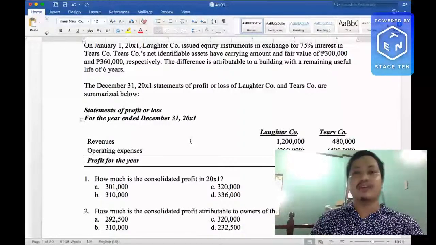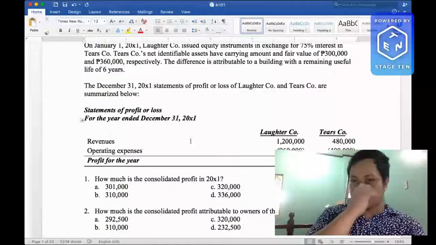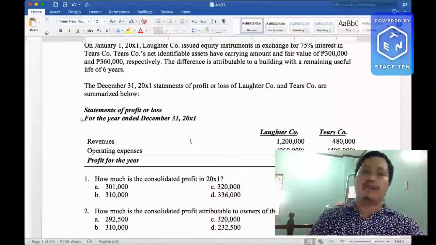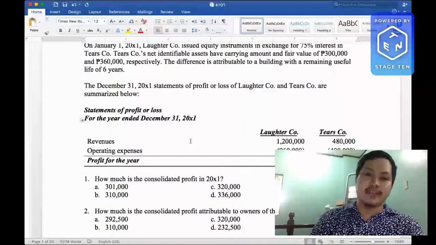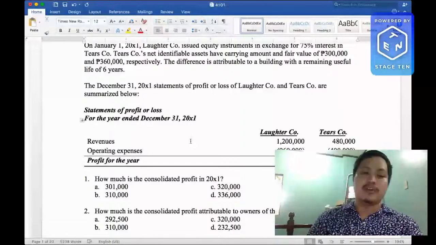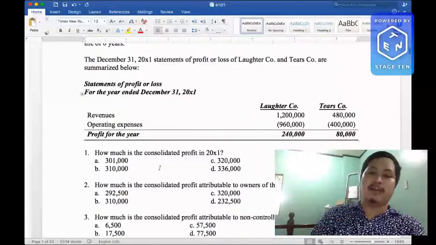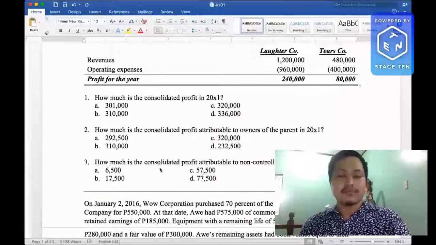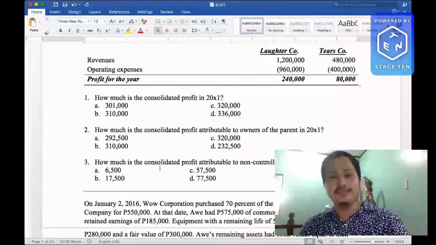By amortizing the excess. How much was the excess? Book value of 300, fair value of 360, excess of 60,000 to be spent out or amortized over 6 years. So the answer in the first question in this problem, class, is 310,000. That is 240 income of the parent plus 70 of the subsidiary.